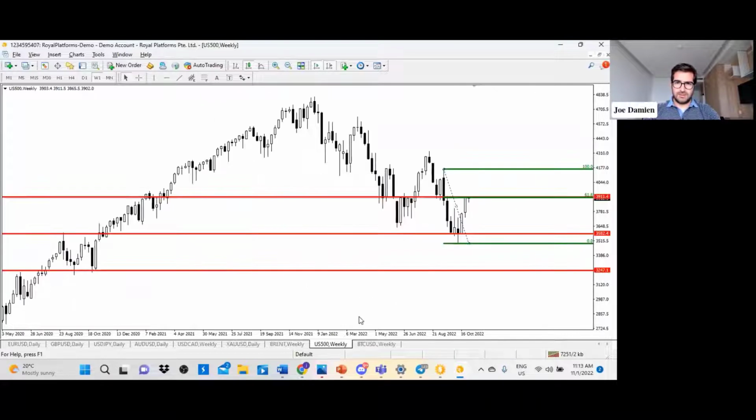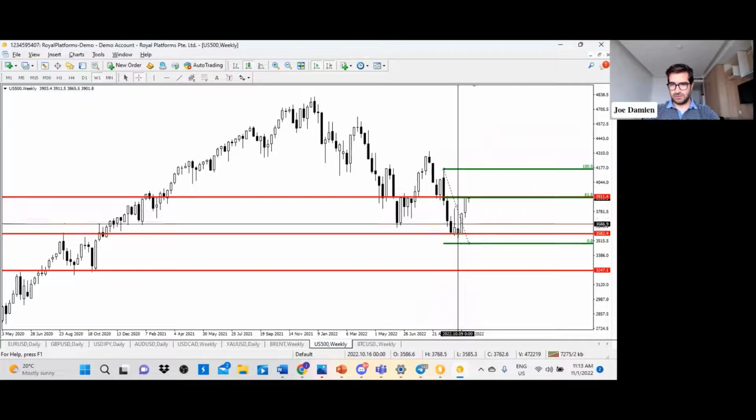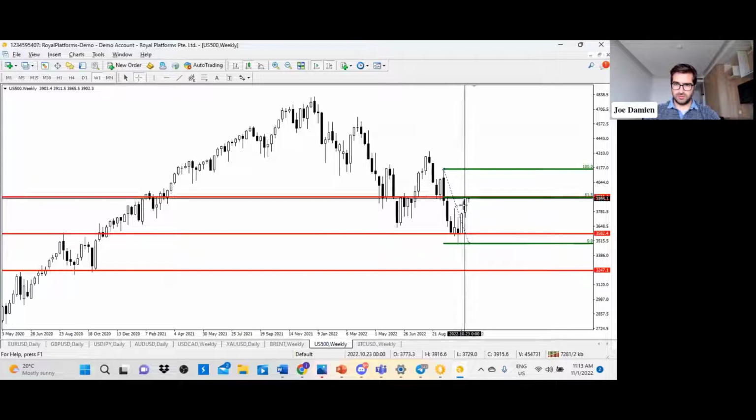What else? US 500. US 500 made a big correction. So here we have an impulsive wave, a correction for the last 2 weeks, which is good for US equities. The market moved to the upside. However, we have here a strong resistance that coincides with the 61.8.